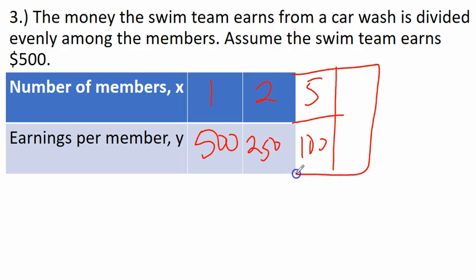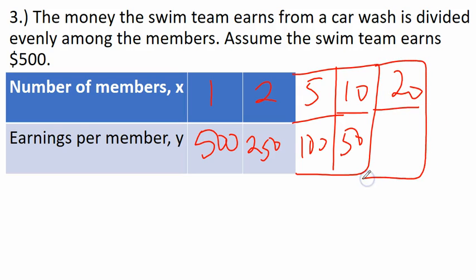And what if there are 10 members? Of course, 10 is going to divide this, and each one would get what? 50. And we can keep going as much as you want. What if there are 20 members? For 20 members, divide that. Each person is going to get 25. And you can go 100 members, 500 or whatever, okay? But we see the pattern.